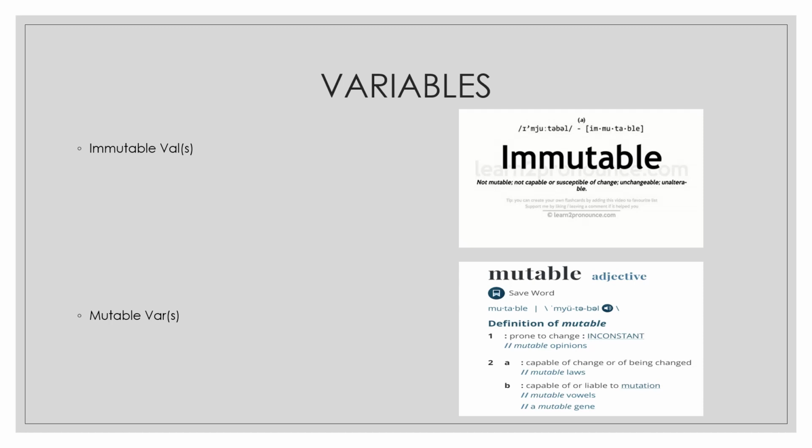Variables are the name of an address location, just simply because you cannot refer to them by their address numbers. It's very complex. So the two types of variables in Kotlin are the immutable vals, which cannot be changed over the period of the program, and the mutable vars, whose value can be changed through the period of the program.